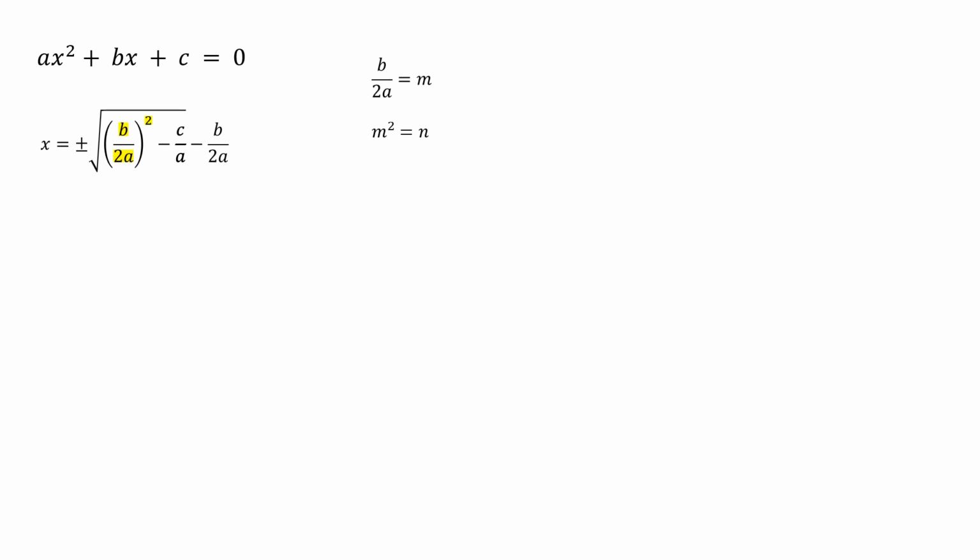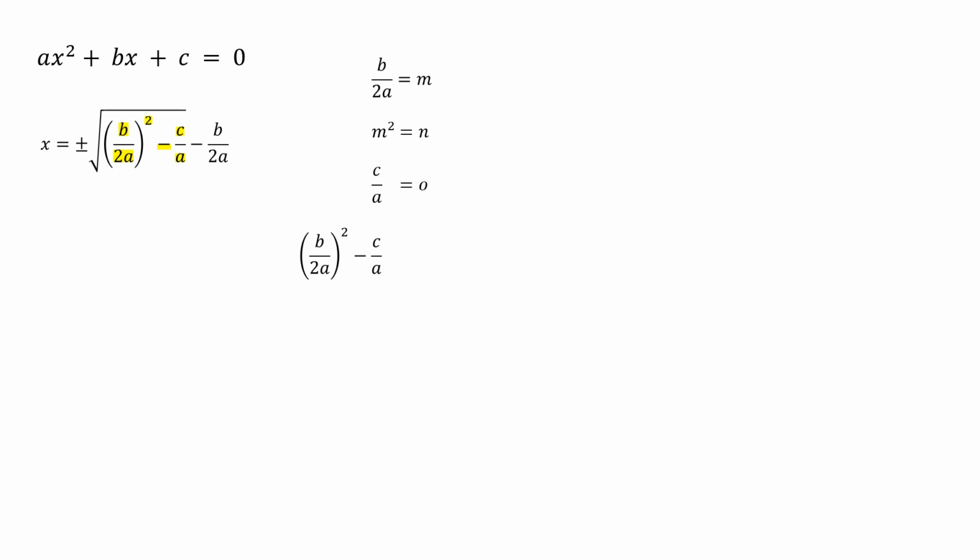Next step is to calculate c over a. After getting the value of c over a, I will memorize it and call it o here. And the next step will be finding what is b over 2a squared minus c over a. b over 2a squared and c over a are just n and o.